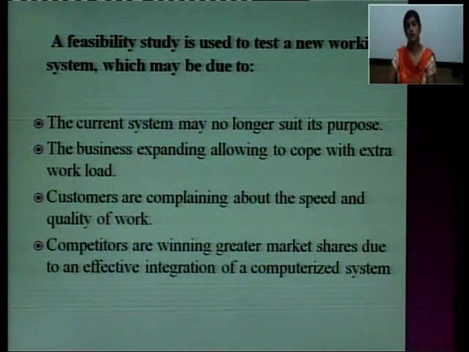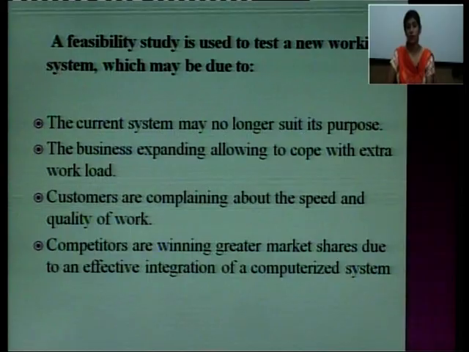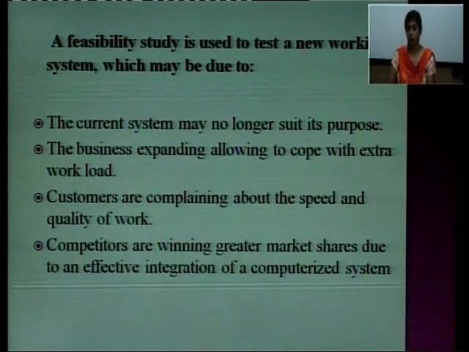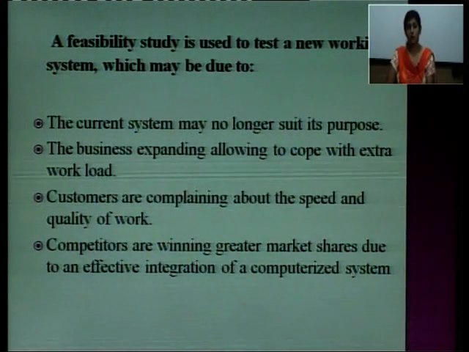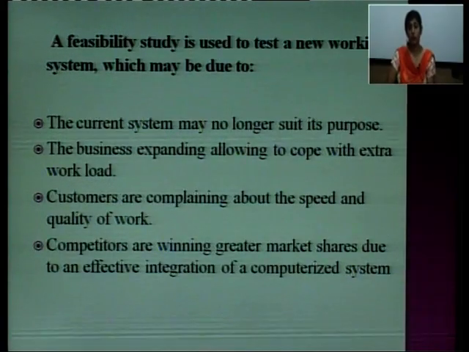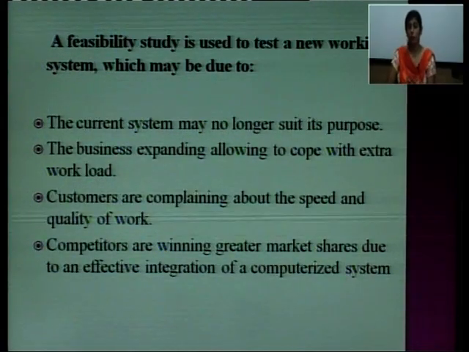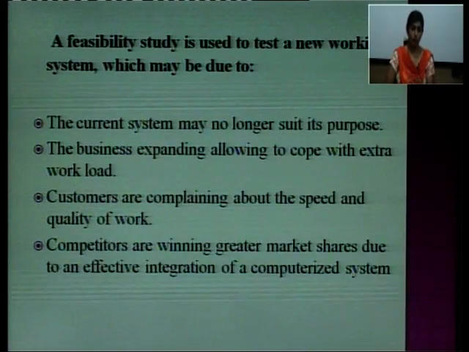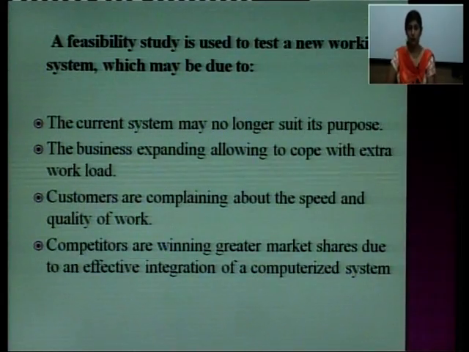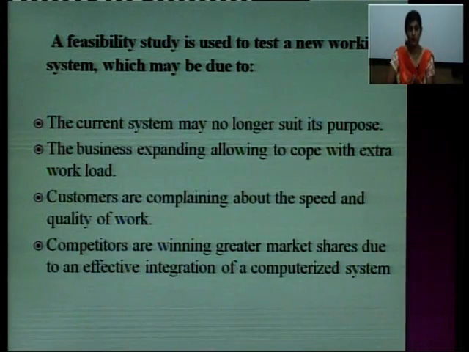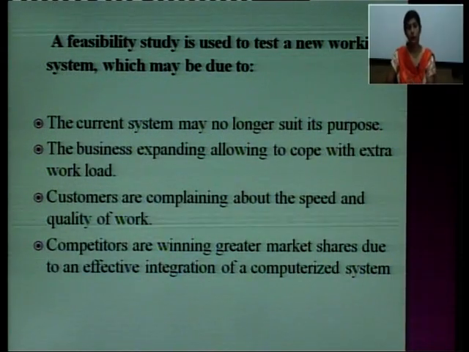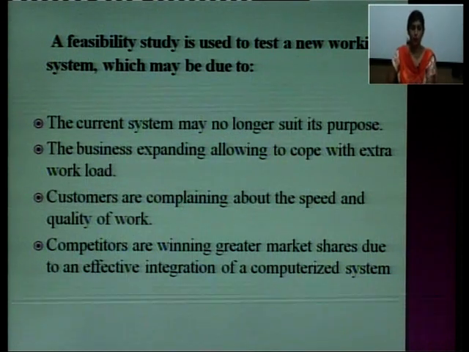It means that a system is said to be feasible only when it fulfills the requirements of the user who is using it, and it is an efficient system with good speed and quality, and also competes in the market. So we say that a system developed is a feasible system when it is fulfilling the requirements of the specific users that are using it.